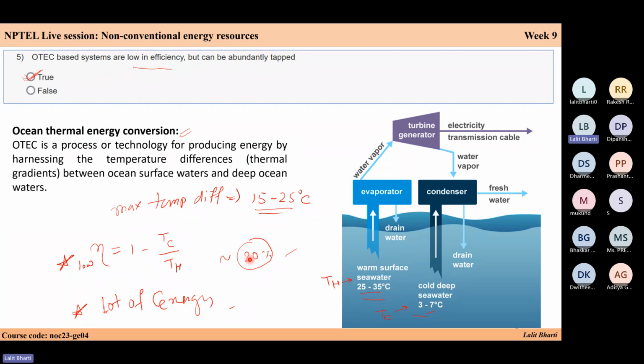But if you see the magnitude, your deep water is practically infinite. So even if you have only 20% efficiency, if you can harness the energy, you have an unlimited source of energy. So the statement is true that yes, these are low in efficiency, but they are very abundantly available. So that is why this is an interesting way of energy conversion or energy generation.